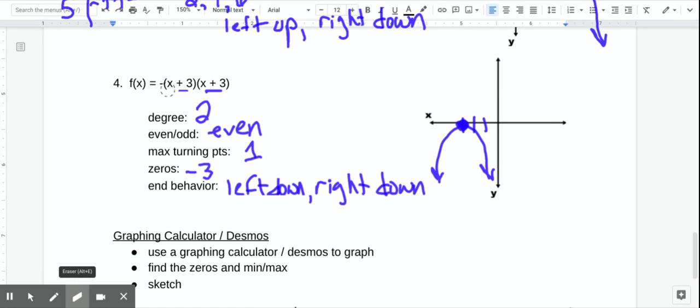We'll talk about how to use Desmos to finish graphing off in the last video.